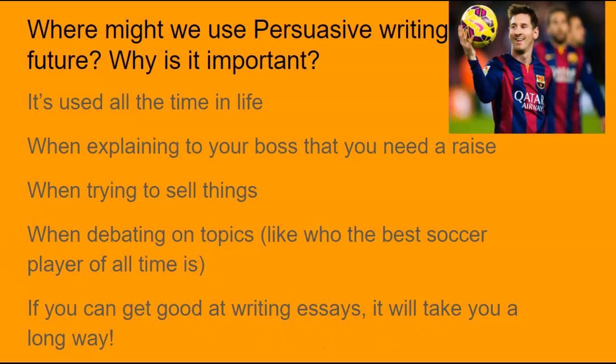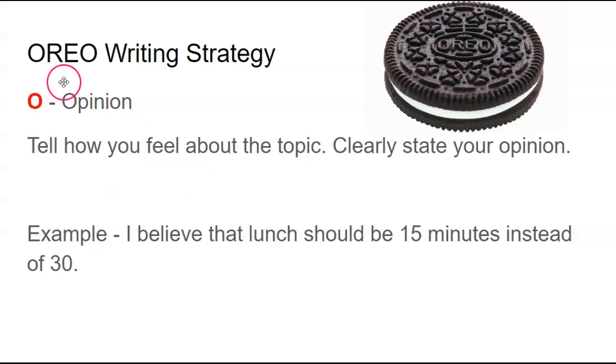So one way to remember, and a little strategy I like using, is called the OREO strategy, because Oreos are bomb and it makes me think about it. And each letter stands for something. So we have O for opinion. So you're going to tell how you feel about the topic. Clearly state your opinion. For example, I believe that lunch should be 15 minutes instead of 30. Right? That's an example of my opinion.